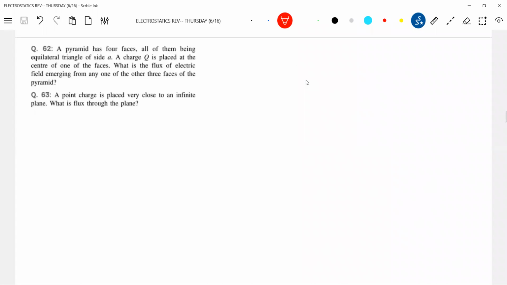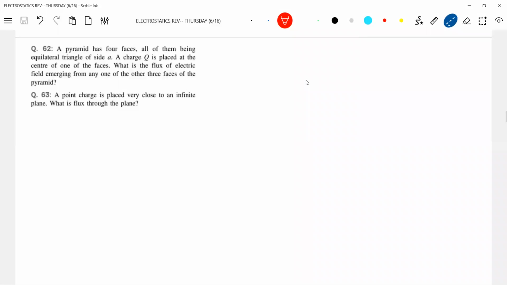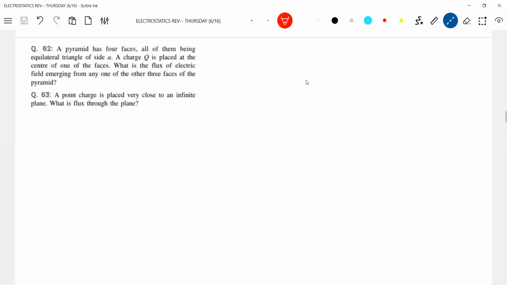And some small Gauss law logical thinking problems. A pyramid has 4 faces, all of them being equilateral triangles of side a. I don't think so, I can construct the pyramid. Okay, let me construct the diagram. Solid it will be.